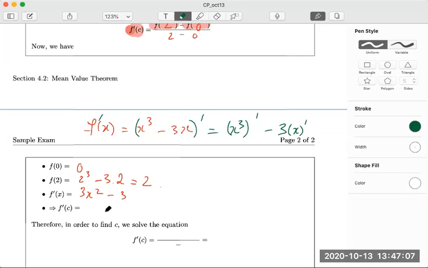No, it's not 1. Not yet. So this is true for any x in the domain, right? F prime of any x. So at the point here, x is equal to c. So it means that we need to substitute c to the position of x here, right? It means f prime at c will be 3 times c squared minus 3, right? So we have that.